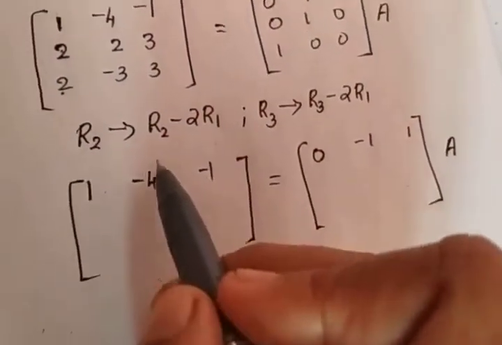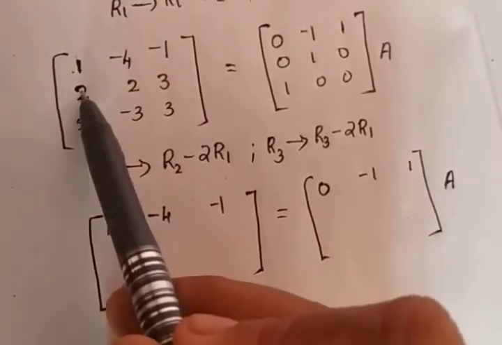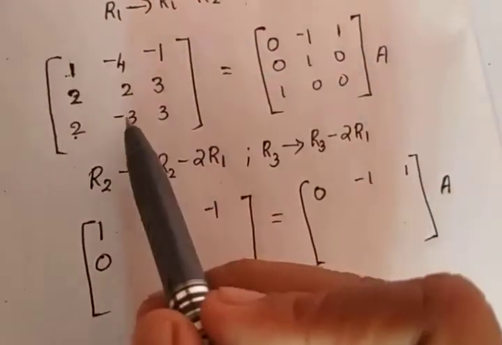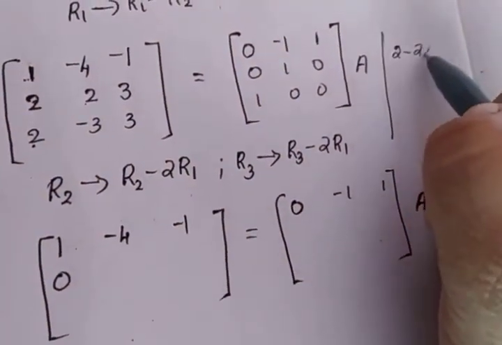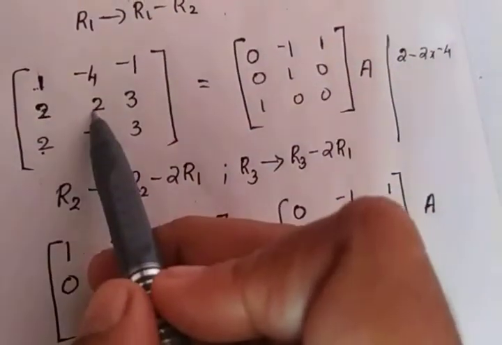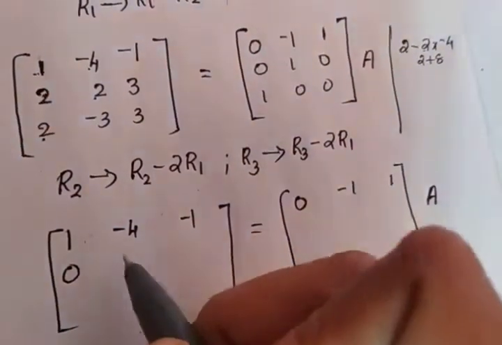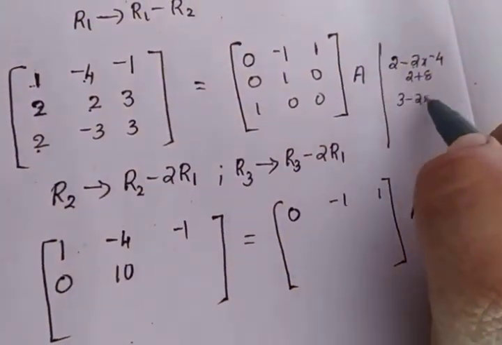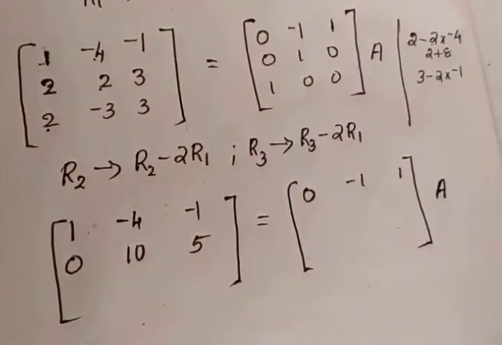Okay. For the second row what you have to do is we have to multiply the first row with the 2 and subtract. So 2 minus 1 into 2. That is 2 minus 2, 0. Again 2 minus we can calculate as 2 minus 2 into minus 4, isn't it? 2 minus 2 into minus 4. So 2 plus 8 will give you the value 10. The next one is 3 minus 2 into minus 1. That is 3 plus 2 which gives you the value 5.